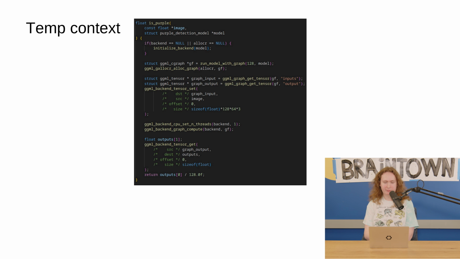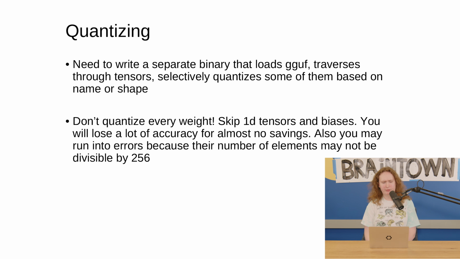It works great. So how do we quantize the model? We will need to quantize our GGUF file. Typically in GGML, the way this works is that you have to write your own binary that loads the GGUF, and then it selectively quantizes some of the tensors, not all of them, and then it saves it.